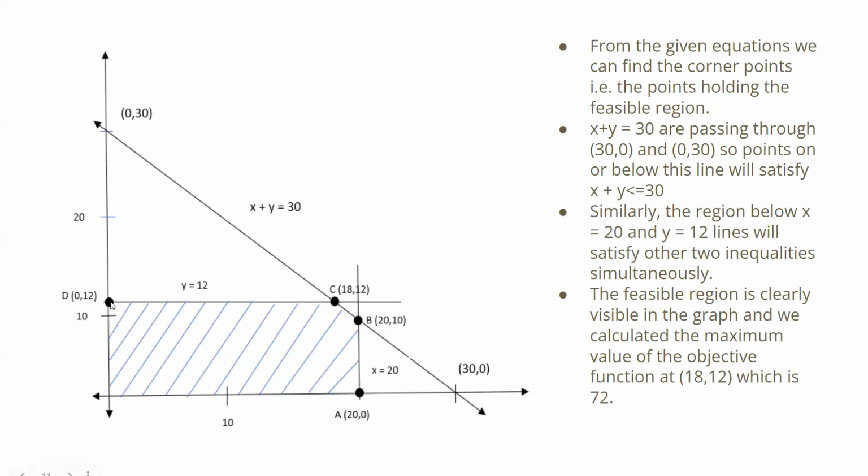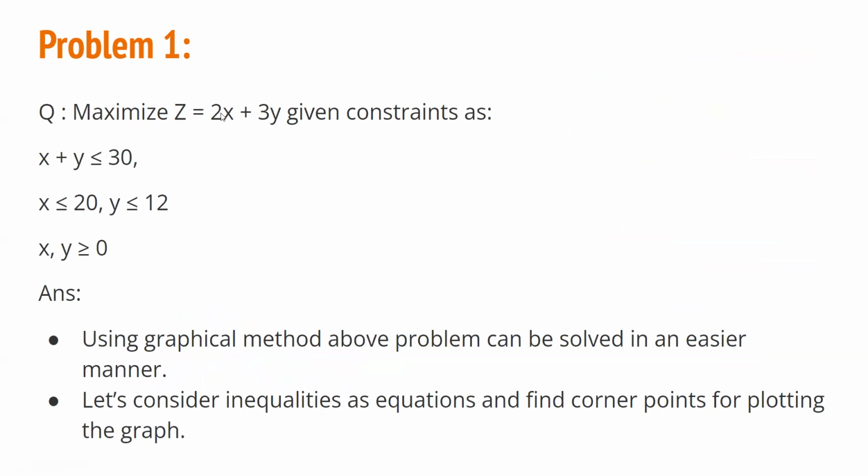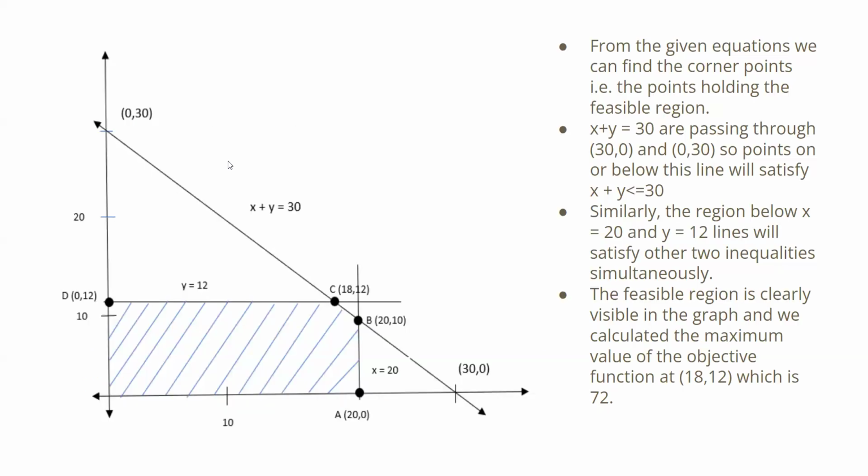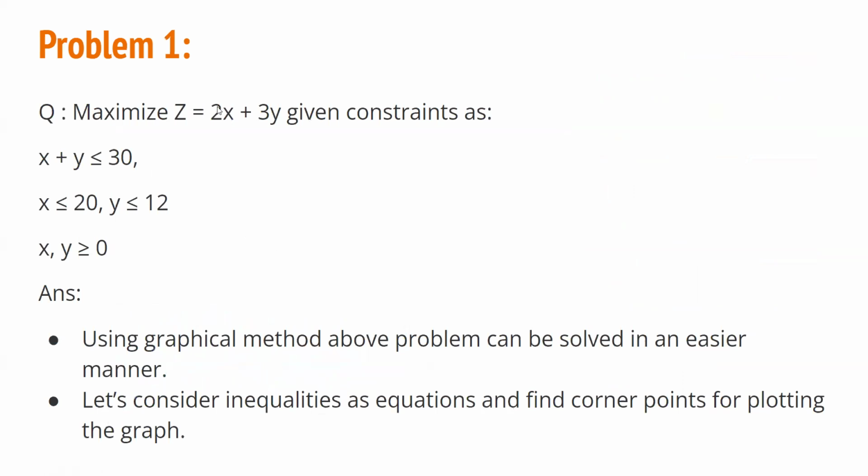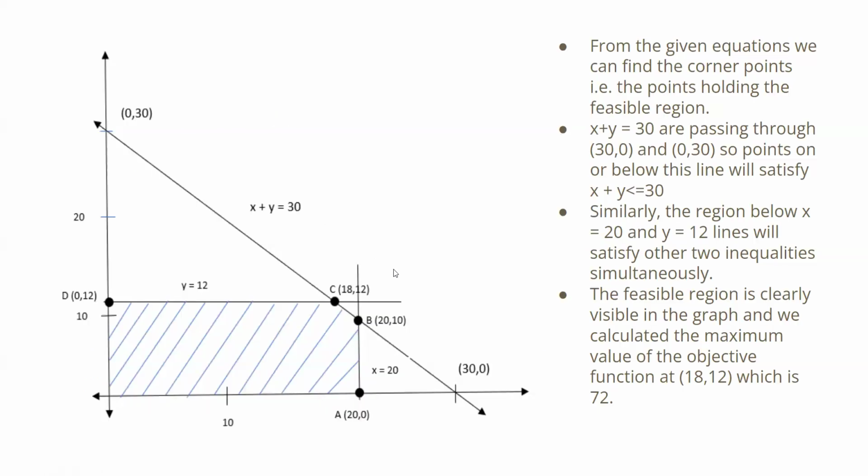If you calculate the value of the objective function at x equal to 0, y equal to 12, the value of z will be 36. Similarly, for x equal to 20, y equal to 0, the value will be 40. So at this point the value of the objective function is 36, here it is 40. Now, at 20, 10: 2 times 20 is 40, 3 times 10 is 30, so 40 plus 30, 70. So Z will be 70 at this point.